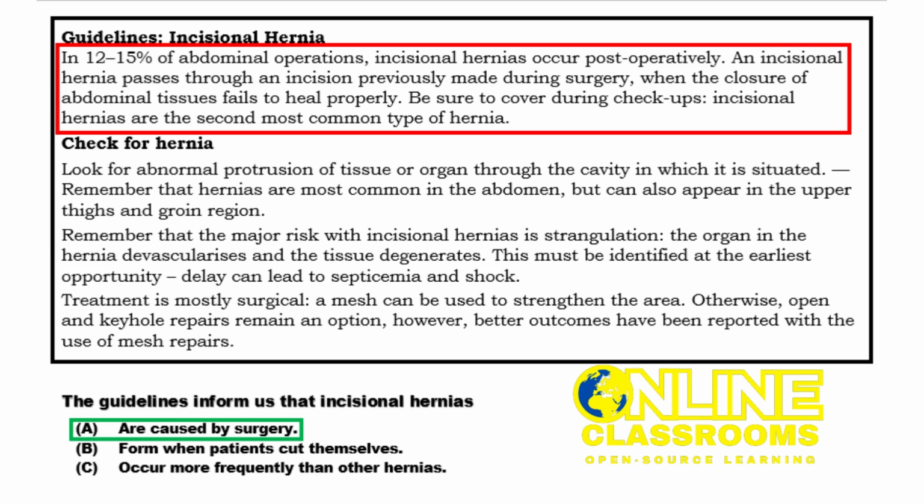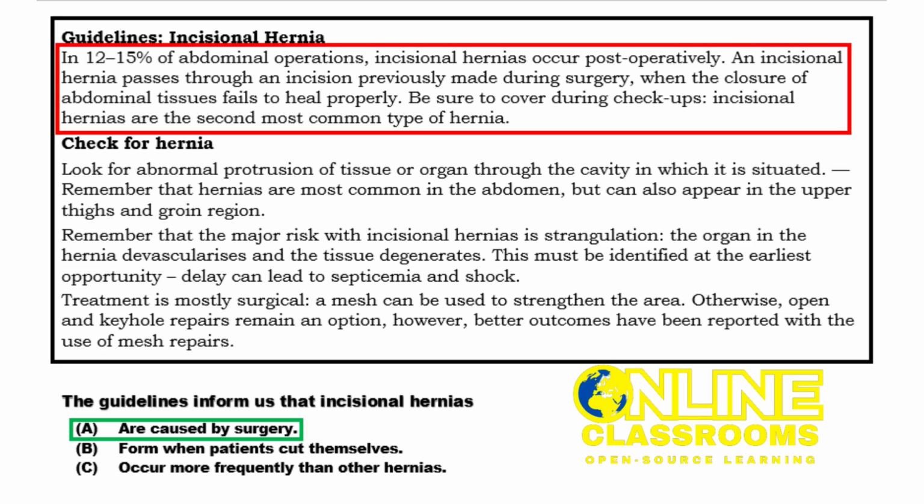B. Form when patients cut themselves. This statement is not supported by the guidelines. Incisional hernias are not formed when patients cut themselves. They form due to surgical incisions not healing properly. Option B is incorrect.